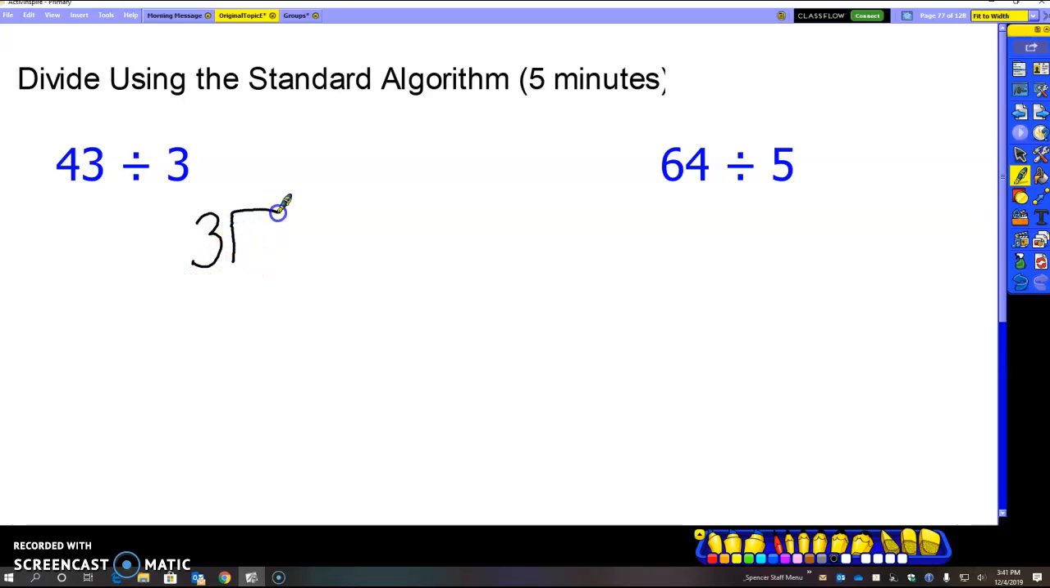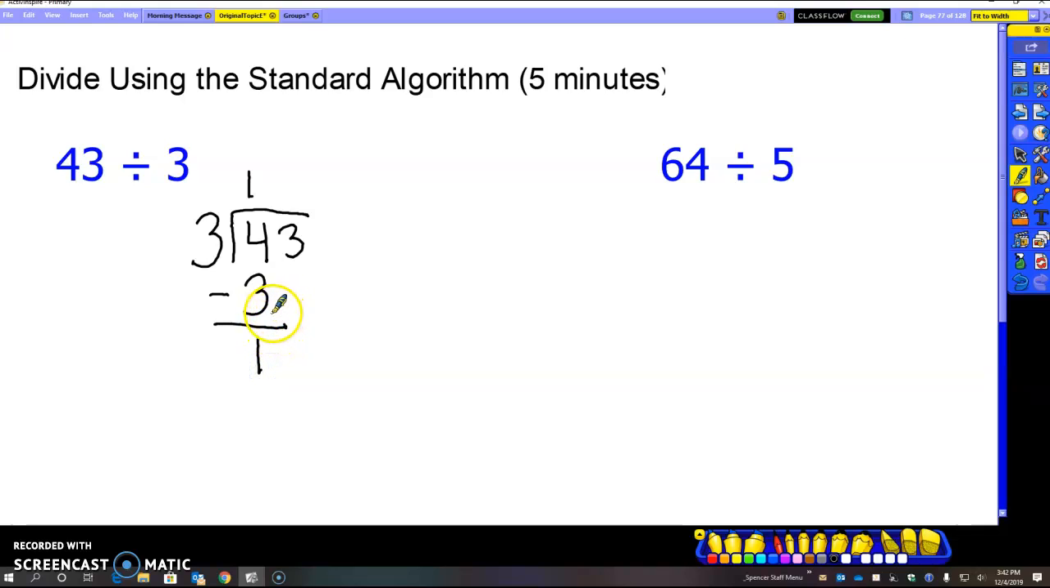So I'm going to set up my algorithm with my 43 as my dividend and my 3 as my divisor. I always think first of the 3 going into my tens. So my 3 goes into my 4 only once. I can't double it because I'll be at 6 and that's too many. So 1 times 3 is 3. That's how many we used. And 4 minus 3 leaves us with 1 ten.